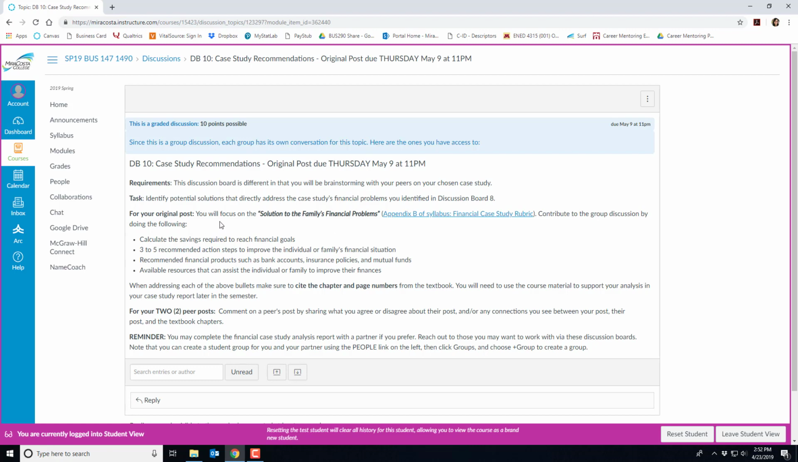So for your original post, you're going to focus on the solutions. And specifically, you're going to calculate the savings required to reach their financial goals. So you want to have some quantitative analysis to support your solutions. You should offer 3 to 5 recommended action steps to improve the individual or family's financial situation. As an FYI, for all of your cases, there are at least 6 to 10 action steps you can take, but I'm only asking you to identify at least 3 to 5. You can do more to be on the safe side, but a minimum of 3 to 5 recommended action steps to address the problems you have identified.